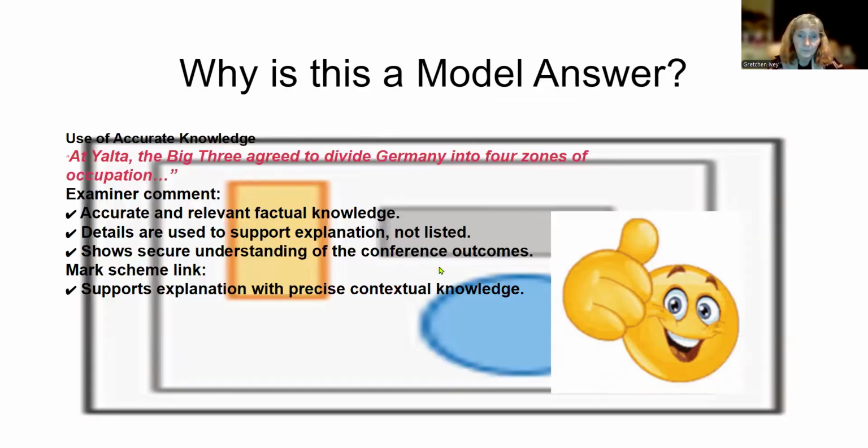Okay, accurate knowledge. At Yalta, the Big Three agreed to divide Germany into 4 zones of occupation. So, what did the examiner say about that? Accurate, relevant, factual knowledge. Details are used to support the explanation and not just listed. Shows secure understanding of the conference outcomes. And how does that link to the mark scheme? It supports explanation with precise, contextual knowledge.